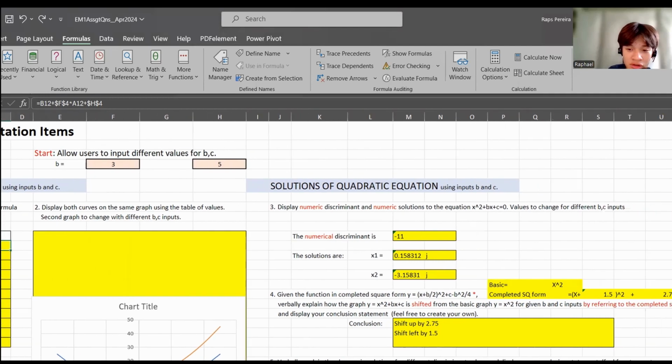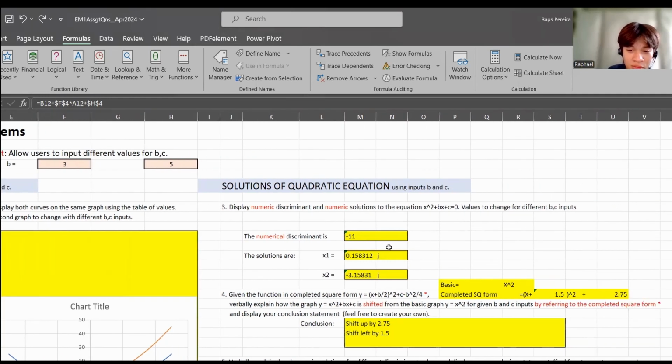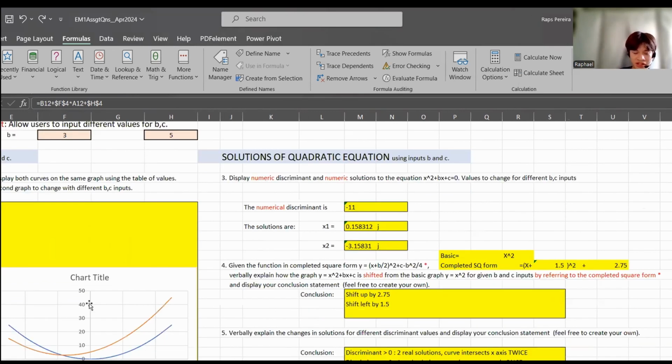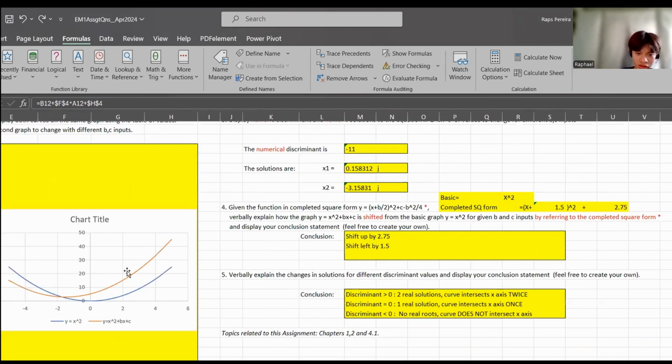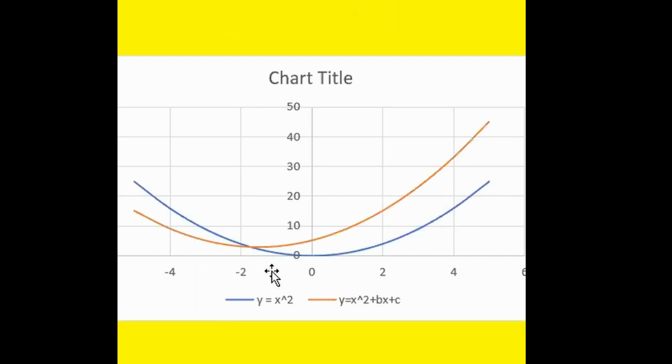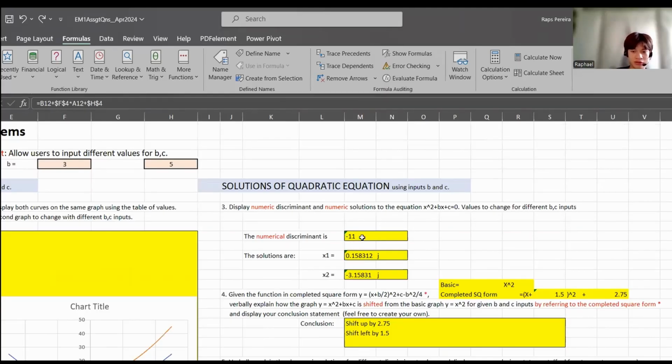On to question 3. The numerical discriminant will be negative 11. And this reflects on the curve, our quadratic curve over here, because it does not intersect the x-axis whatsoever. And the formula I use to attain the discriminant is right here. So B, which is over here, F4, relative position F4 squared, minus 4 times A, which is 1, times C, which is 5, in relative position H4.